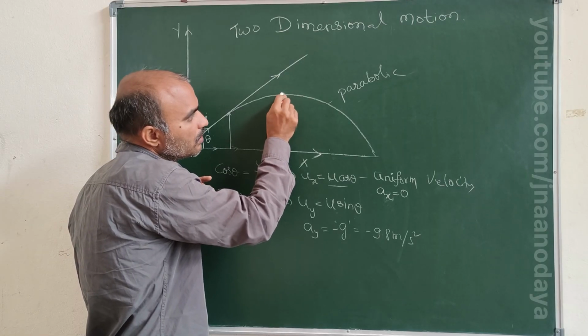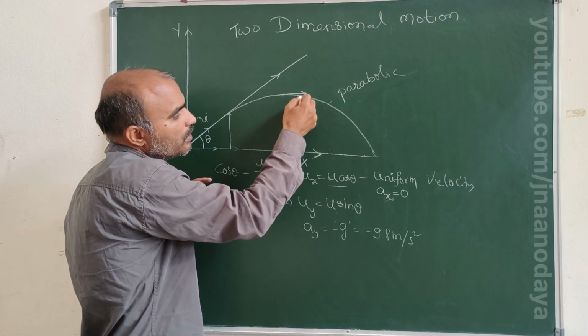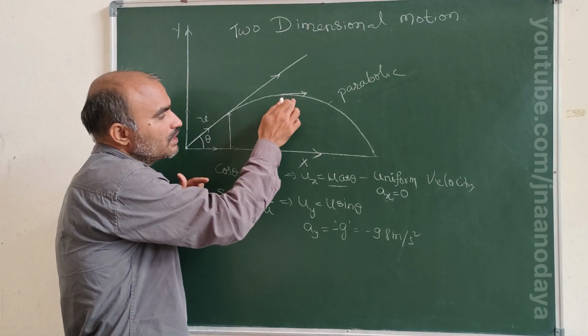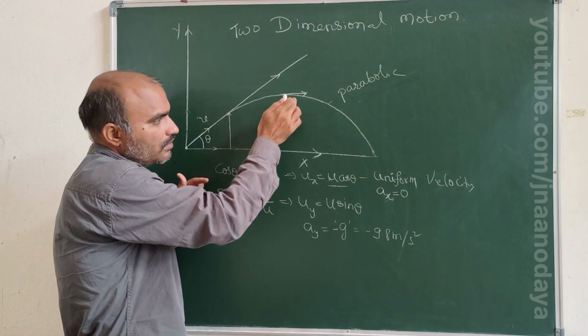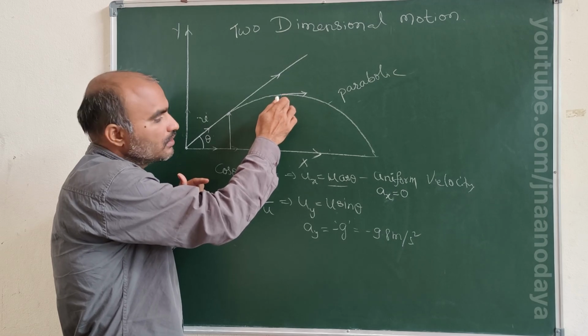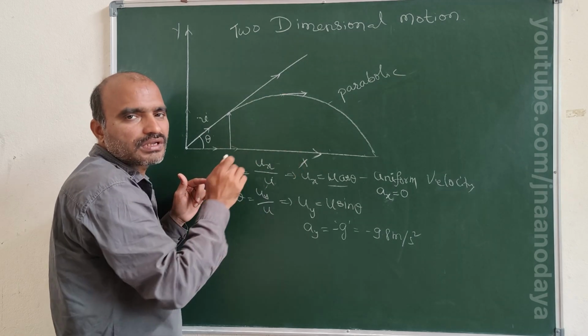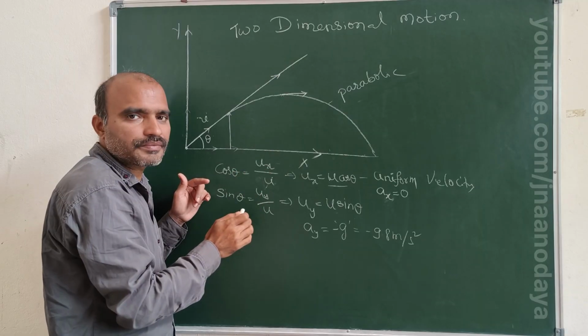At the maximum height, the tangent will be parallel to the x-axis. Means the angle made by the velocity vector at maximum height is 0 with the horizontal axis, in the horizontal direction, right?